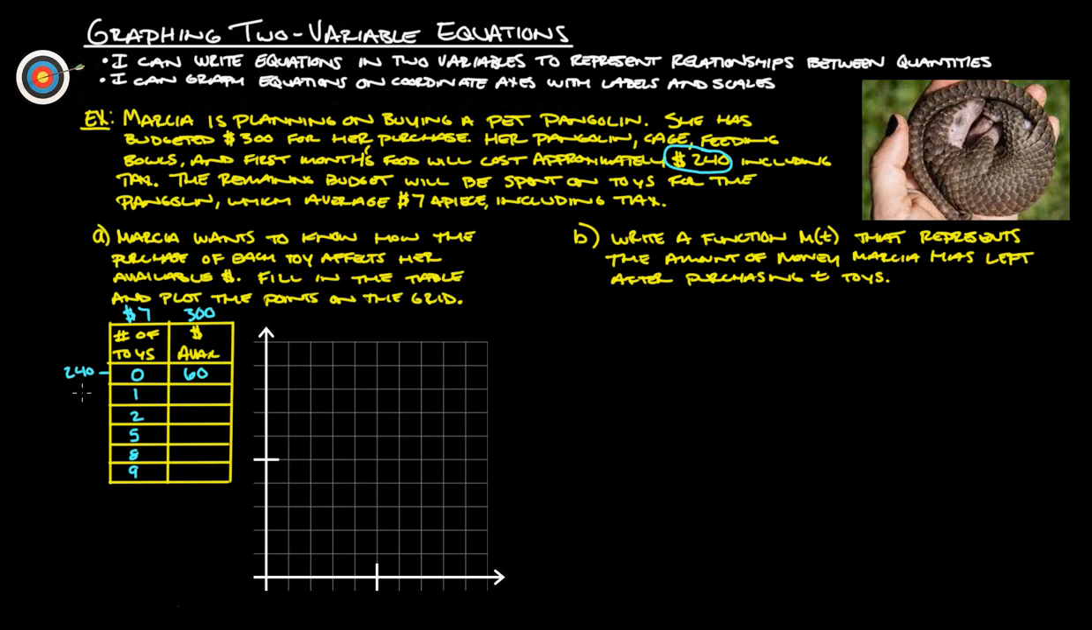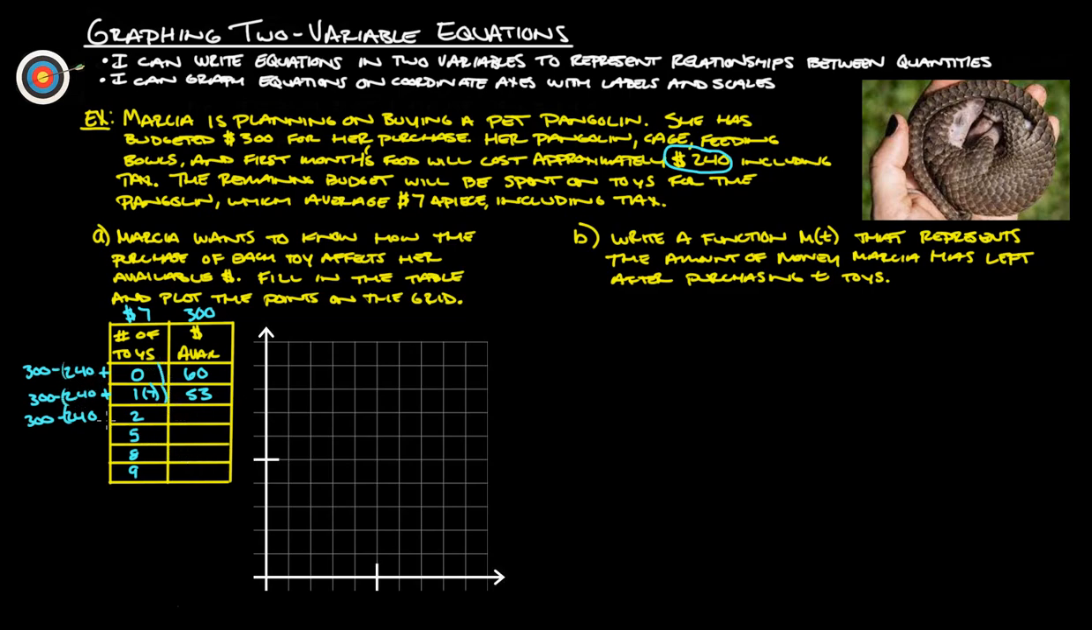Now if she starts with $240 and buys 1 toy, which costs $7, that's 1 times 7 is 7, so 240 plus 7, and then we're going to subtract all of that from 300. So 300 minus 247 is going to be $53 that she has left. 300 minus 240, I really should have that in parentheses.